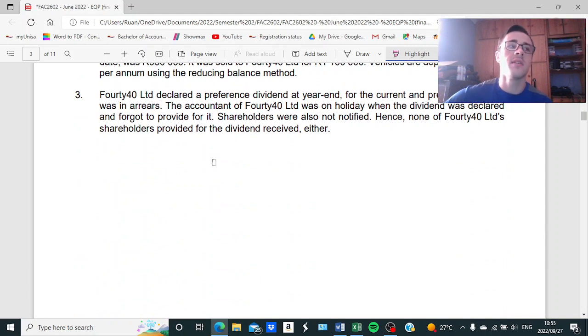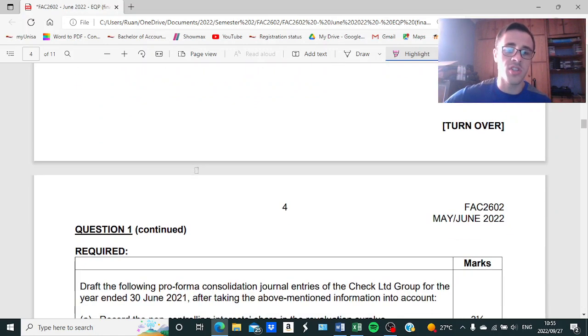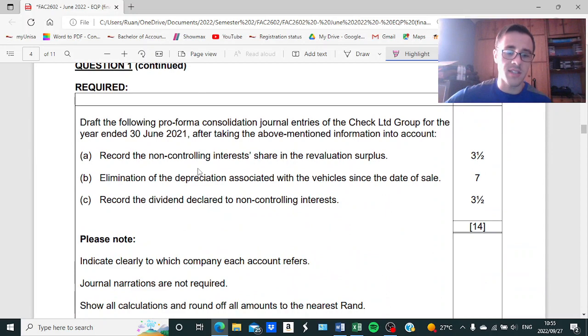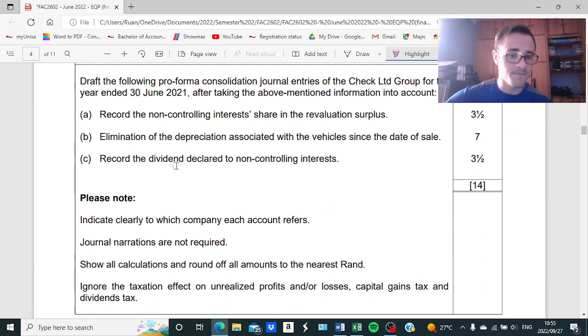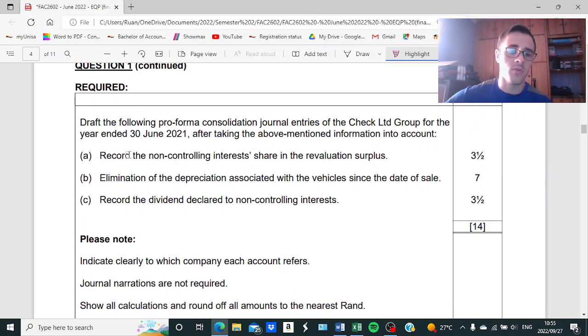This is not the solutions that were compiled by the FAC2602 lecturers team. This is just from my point of view, as I'm quite familiar with the content. And once again, please note that I'm not an official tutor. I am a student myself with other modules to attend to. I'm just doing this in order to help you guys with your exam preparation.